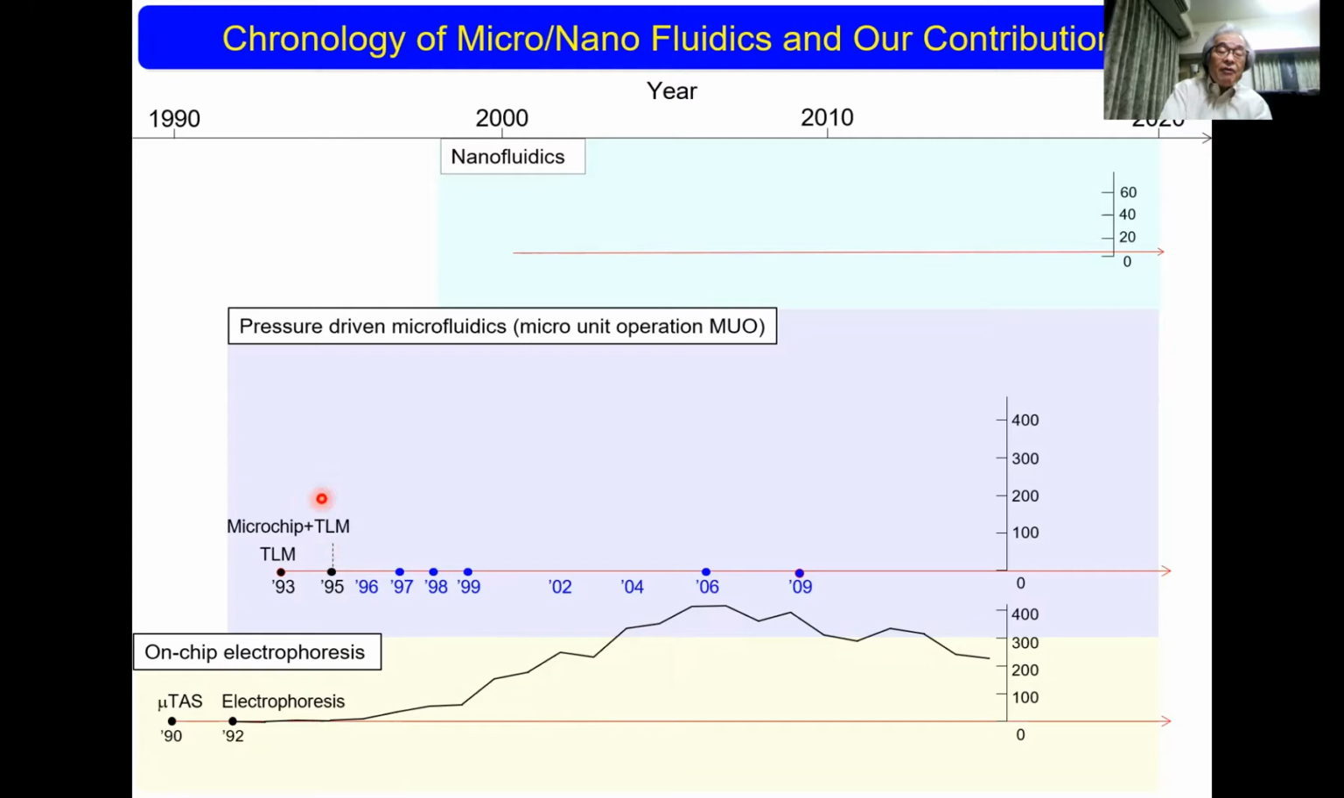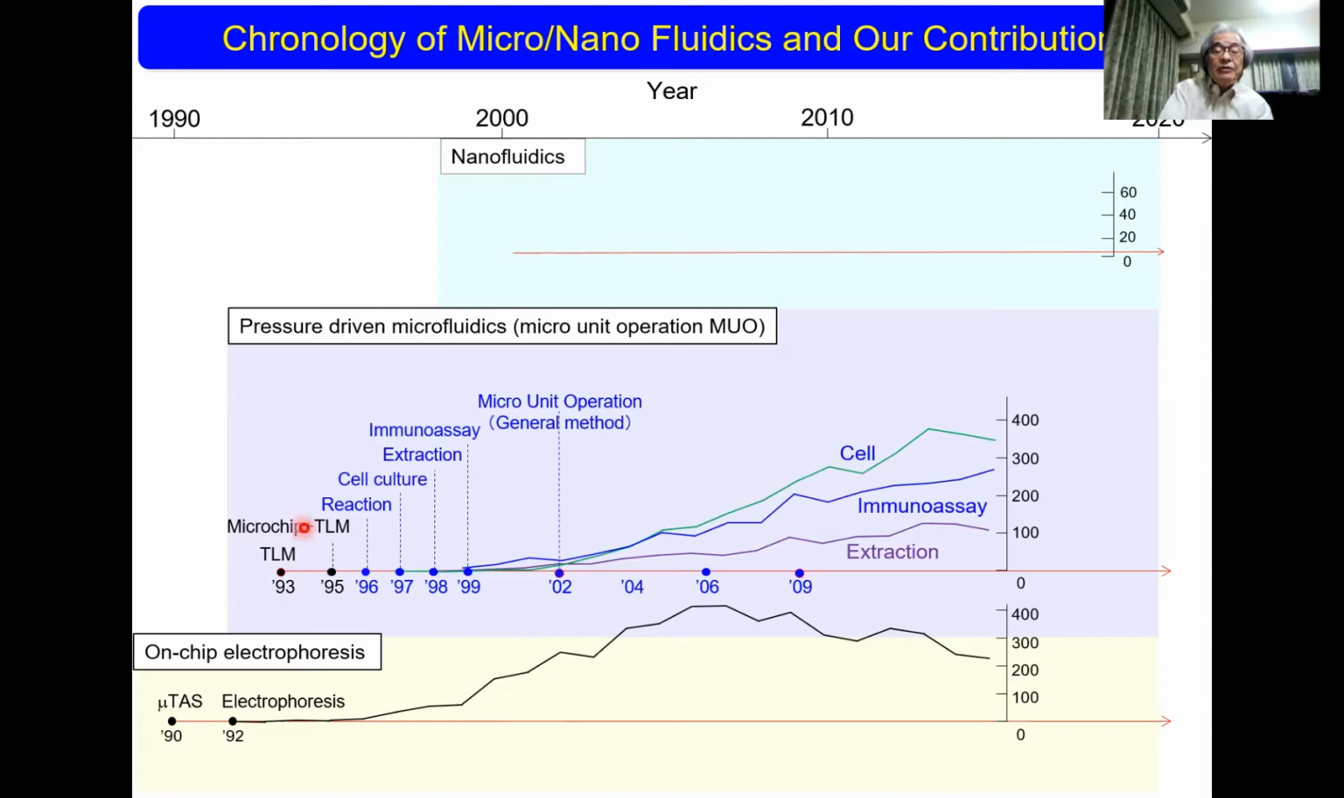And then our other team started microfluidics, which is quite independent from those of our other groups. We tried to develop the thermal lens microscope first. After that, we used our device for chemical reactions, cell culture, extraction, immunoassay, and many other kinds of operations. Cell technology, immunoassay, and extraction are today's microfluidics mainstream.